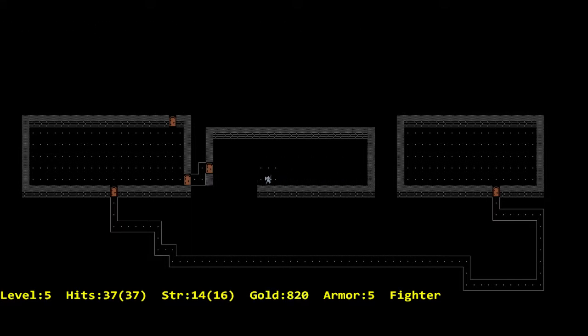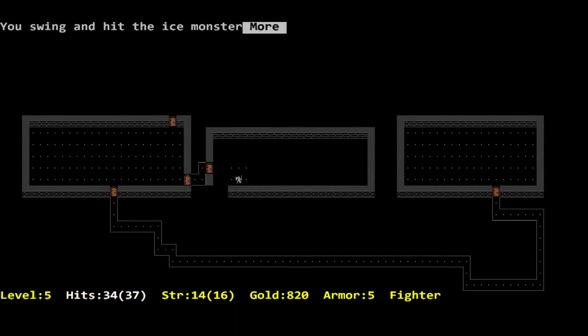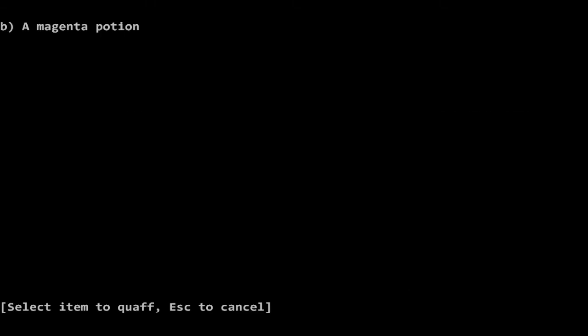Probably just going to try that one. Oh god, an ice monster. So if you get frozen by an ice monster and you have a rattlesnake in the room, things can get really ugly. You can imagine that. Let's quaff the magenta potion.